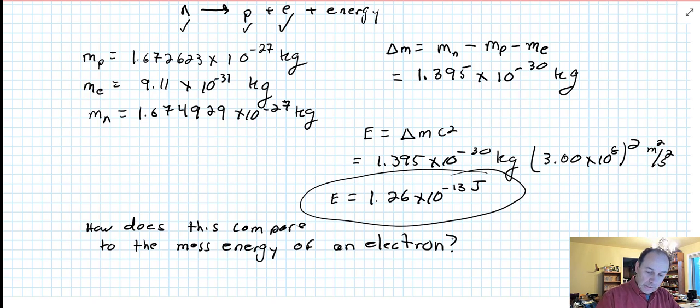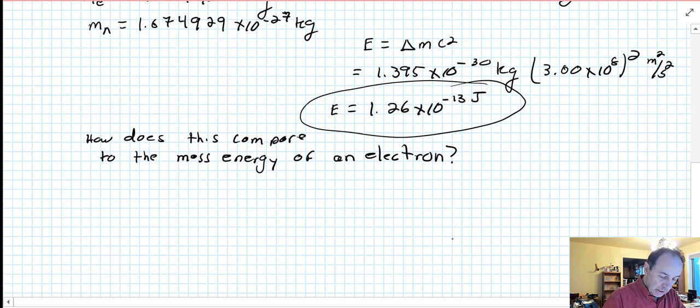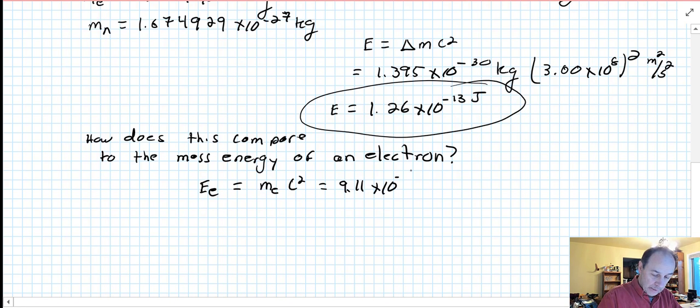All right, so the mass energy of an electron, and I'm going to designate that like that, is the mass of the electron times c squared. 9.11 times 10 to the minus 31 kilograms, times 3 times 10 to the 8th squared, and when we put it in the same scientific notation, you get 0.82 times 10 to the minus 13 joules.